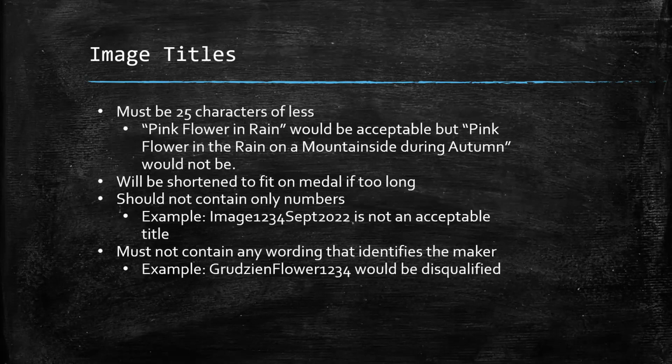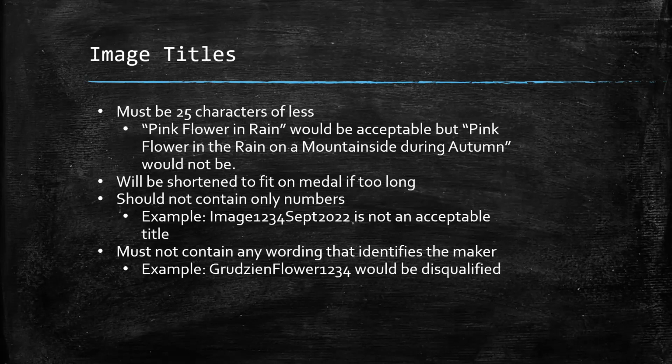So we're going to have a minute to talk about image titles for competition. They have to be 25 characters or less. So a pink flower in rain would be acceptable, but pink flower in the rain on a mountainside during autumn would be way too long, and it would be shortened to fit on the medal if you won a medal or an award. So it might turn up like pink flower in ra, and you don't want that. So keep your titles short, and they should also not contain any numbers unless it's a part of a word.